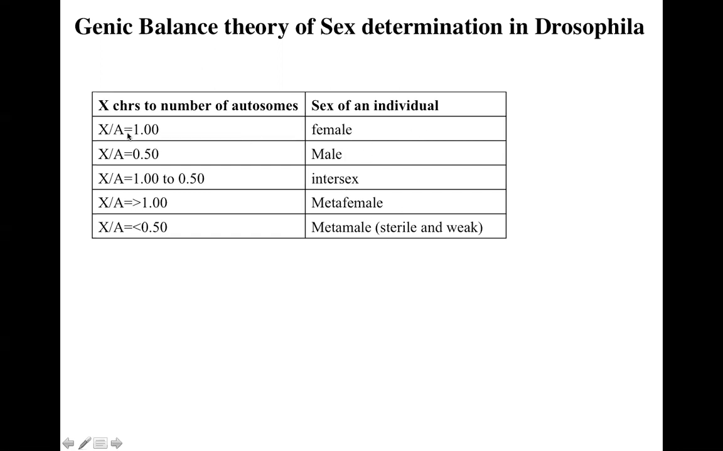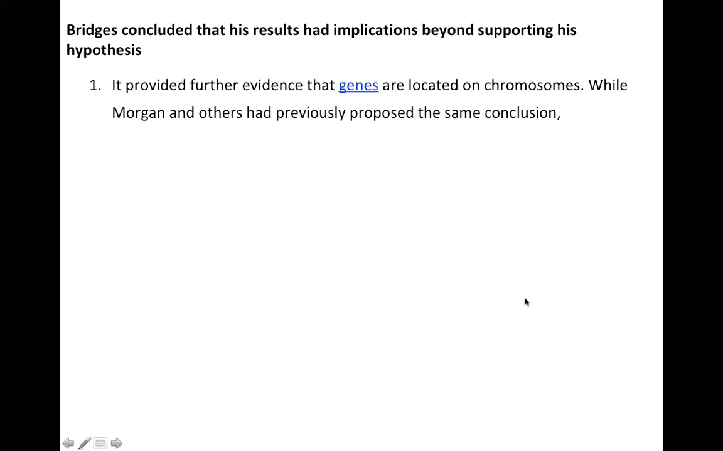Based on this ratio, the sex of the individuals is classified. If the ratio of X chromosomes to autosomes is 1, it is female, and 0.5 is male. These are normal. If the ratio is between 1 and 0.5, it is intersex. If it is more than 1, it is metafemale, and less than 0.5, it is metamale. These metamales are sterile and weak. I'm not going to discuss all those things in detail. So in addition to proposing the non-disjunction theory of chromosomal inheritance, C.B. Bridges gives all these concepts.